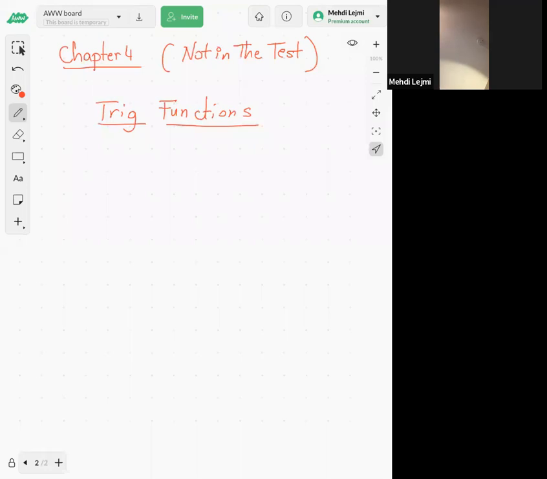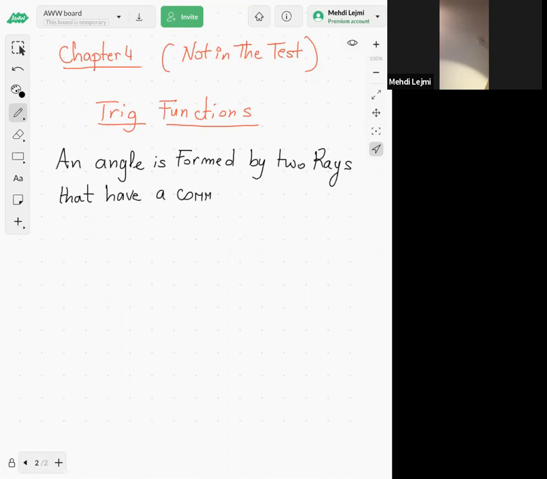So what's an angle? Well, an angle is just formed by two rays. The two rays have a common vertex. Let me write down the definition for you. So an angle is formed by two rays that have a common vertex or endpoint.